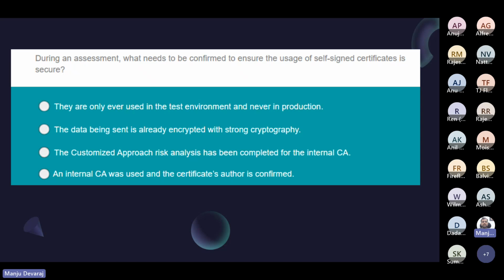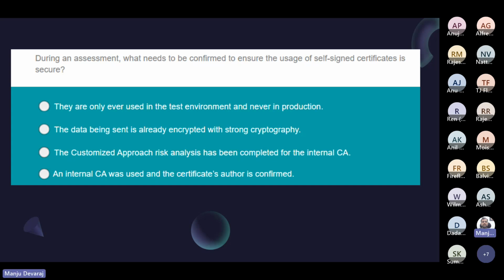During an assessment, one needs to be confirmed to ensure that usage of self-signed certificate is secure. So anybody knows the answer? I'm going to say we don't have an ABCD for you to put, so that's why I'm not asking you to answer. If ABCD was there, you could easily have put it in the chat window. Maybe next session, we'll make sure there are ABCDs, and whoever gives the most right answer, we put up some rewards, some prize.